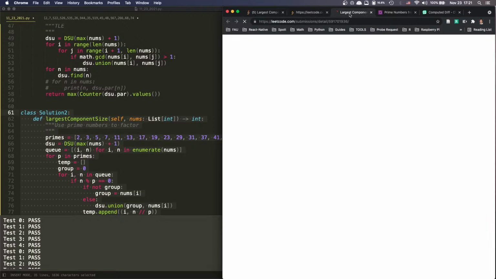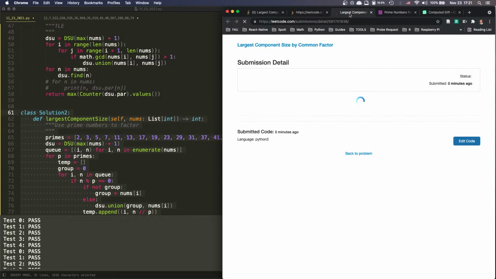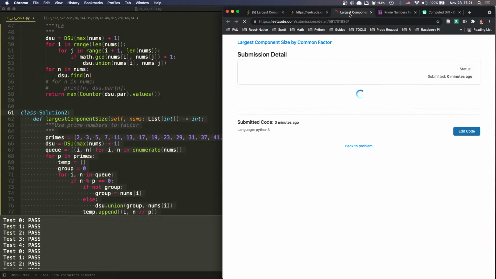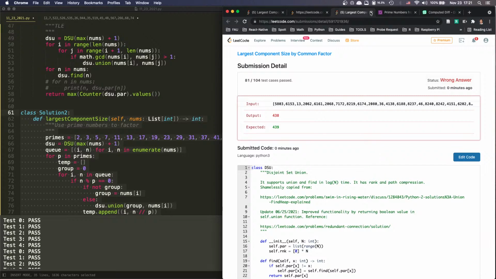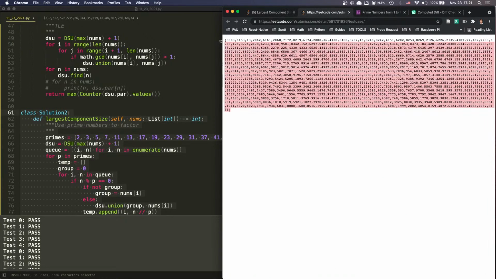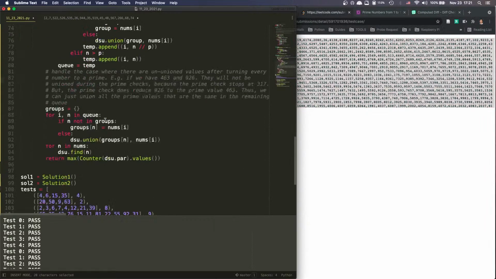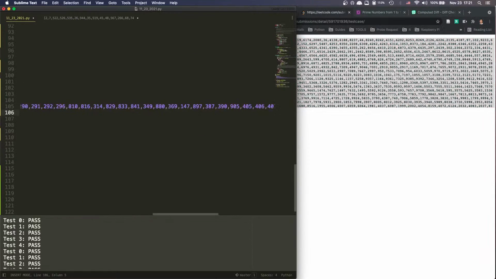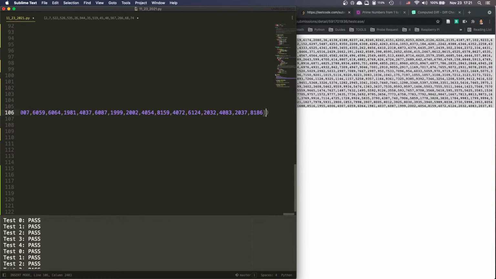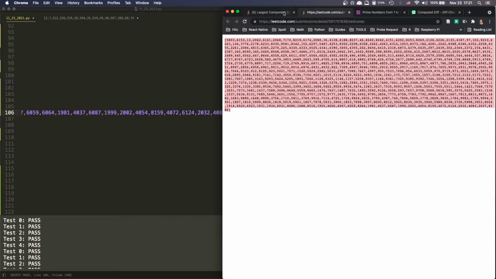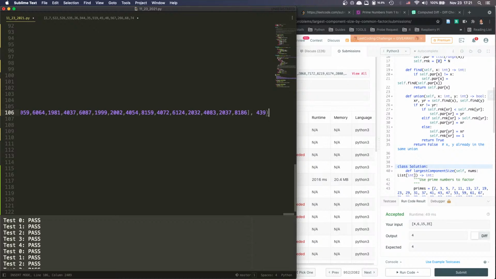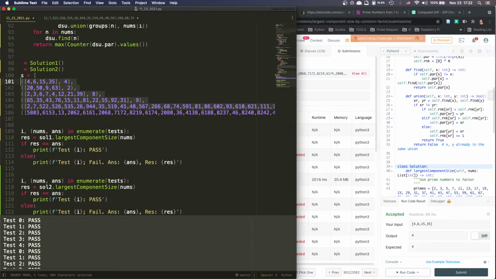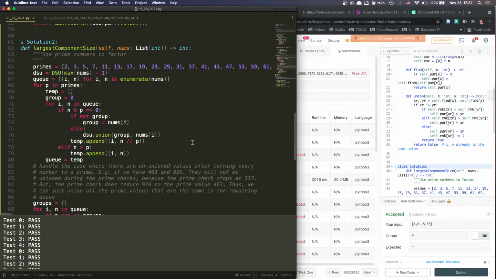Oh, man. Every value shall be reduced to its prime version. How is it still not enough? This is bonkers. Shoot. What's the answer for this? 439. Which one is the culprit? Let's find out the culprit.